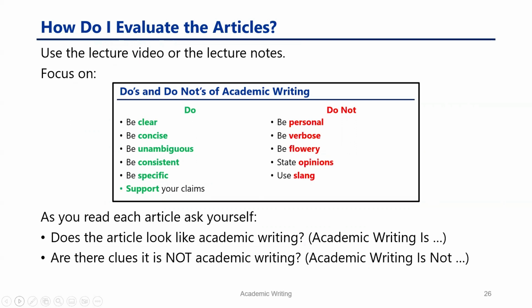Using this video or the lecture notes, focus on the do's and do nots of academic writing. As you read each article, ask yourself, does the article look like academic writing? That is, think of what academic writing is, the do column. Or are there any clues that it is not academic writing? That is the do not column.